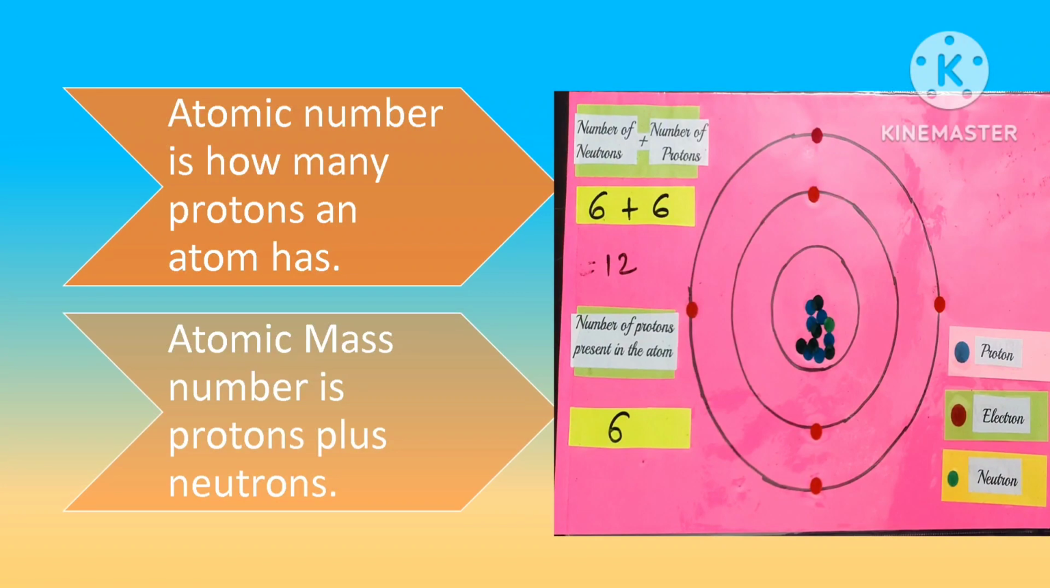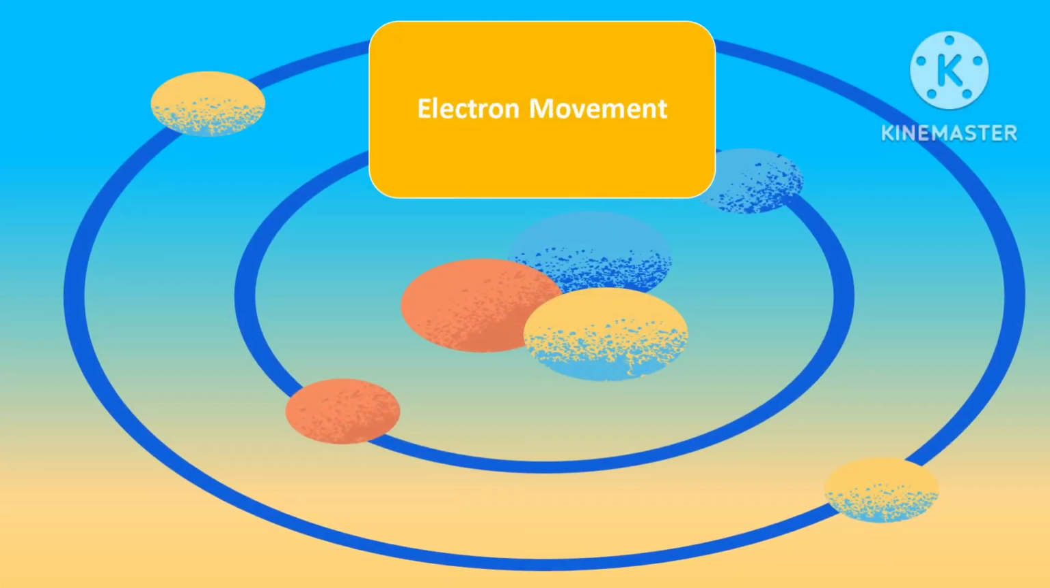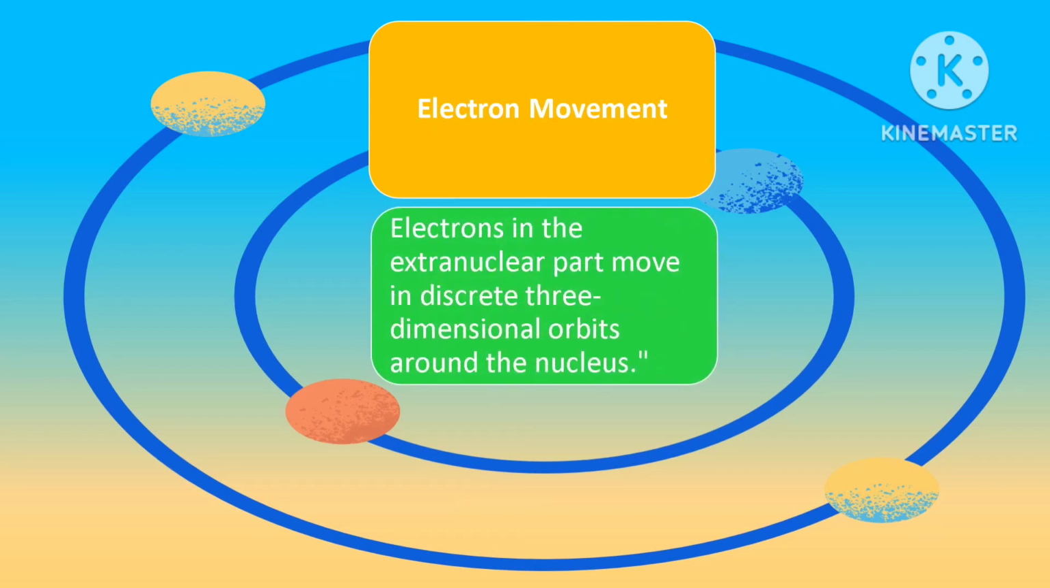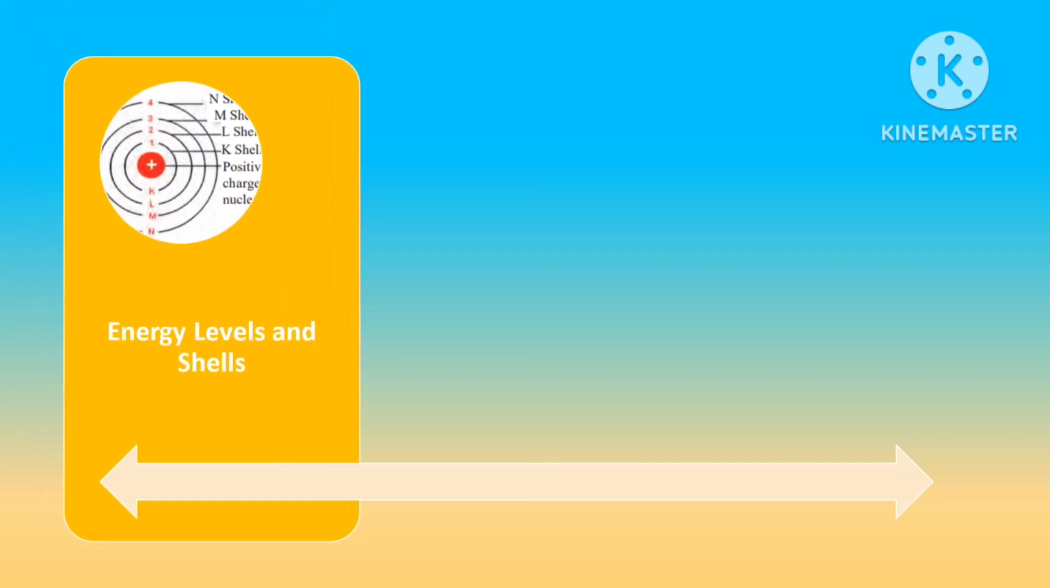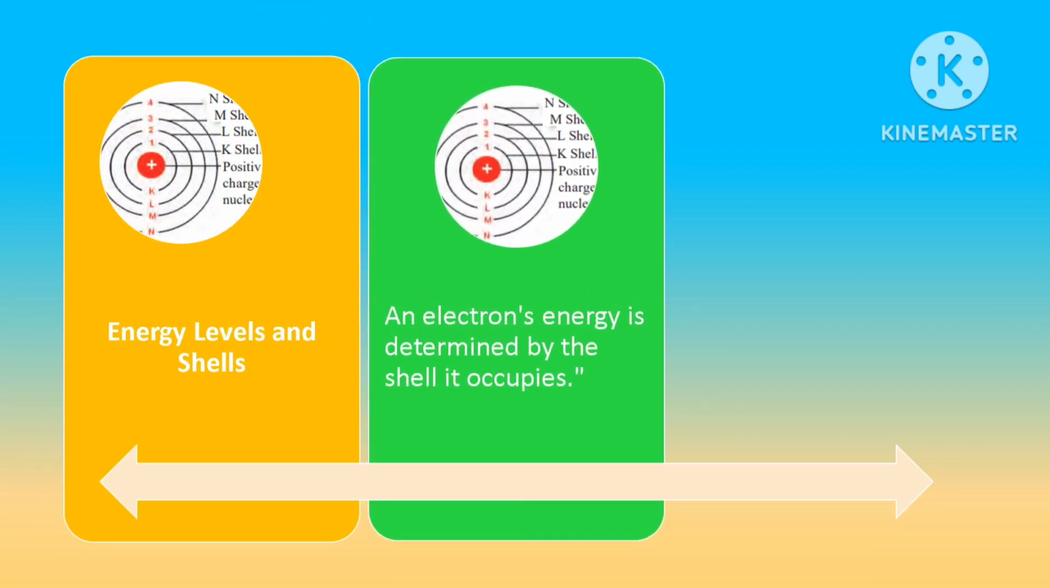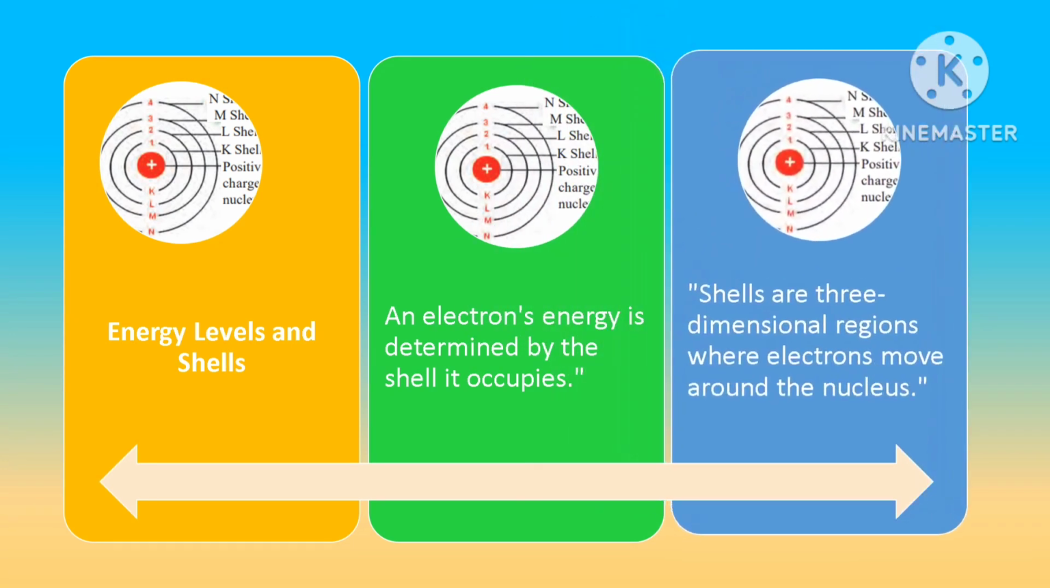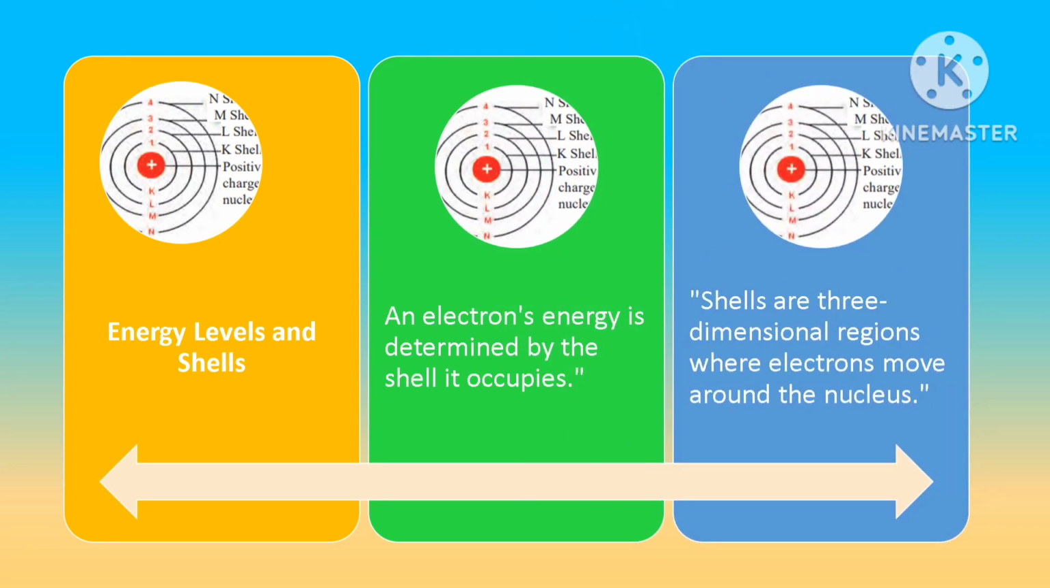Electron movement. Electrons in the extranuclear part move in discrete three-dimensional orbits around the nucleus. Instead of orbit, we use the term shell to describe these three-dimensional paths. Energy levels and shells. An electron's energy is determined by the shell it occupies. Shells are three-dimensional regions where electrons move around the nucleus.